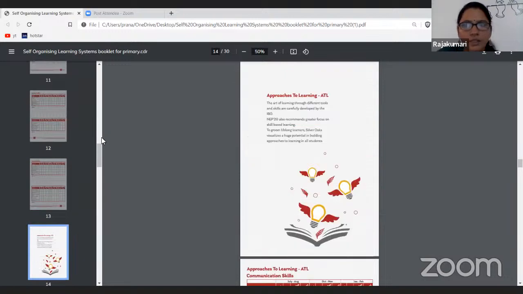So when we are beginning in July, from the beginning, one attribute from the learner profile, at the same time, we are going to begin with the approaches to learning too. The approaches to learning, learning through different tools and skills, are carefully developed by the IB. NEP 2020 also recommends greater focus on skill-based learning. To groom lifelong learners, Silver Oaks visualizes a huge potential in building approaches to learning in all the students.